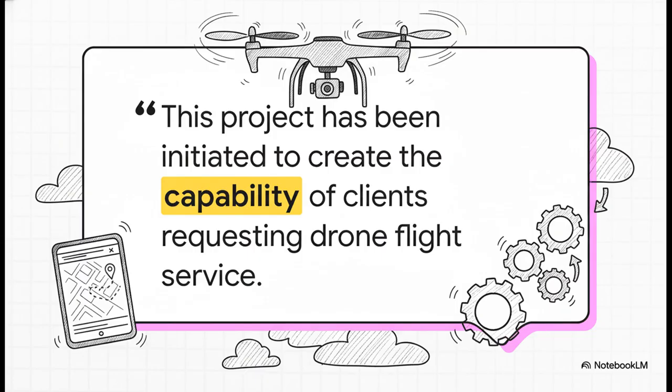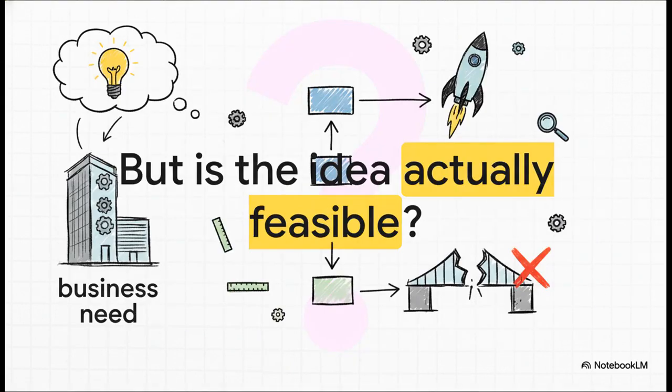And here's a real-world example to make this stick. This is from a company called Drone Tech. Their business need says they want to let clients request drone services through their website. See how that's not a technical goal, it's a business goal. The technology is just how they're going to get there. That's a key distinction.